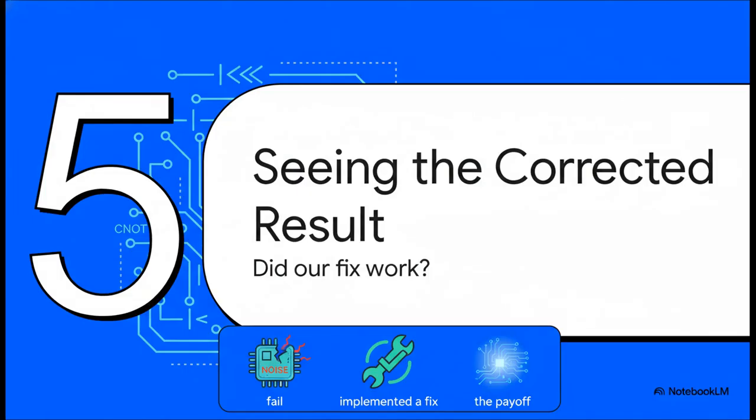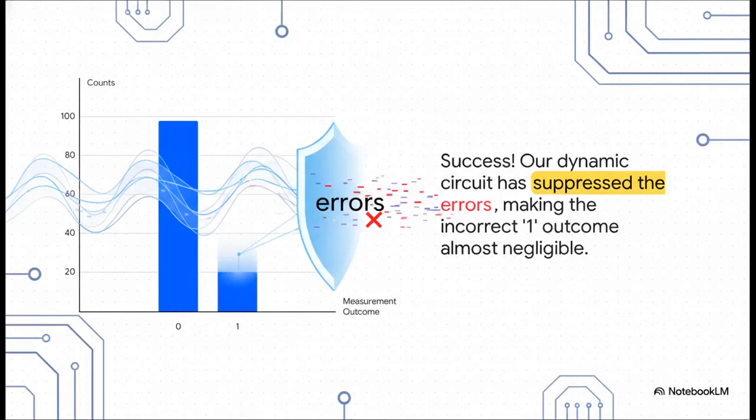Okay, the fix is in the code. We've run the whole gauntlet. We built the circuit, we watched it fail, and we wrote our correction algorithm. So, did it work? This is the moment of truth. Let's run that noisy simulation again and see what we get. Whoa, look at that. Yes, it worked. Just look at that chart. Remember the last one with that big, ugly bar for the wrong answer? It's practically gone. It's just a tiny little sliver now. We did it. We used a few lines of code to actively suppress the noise and protect our result.